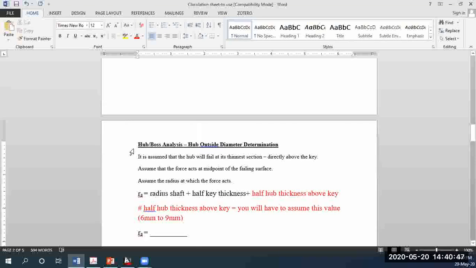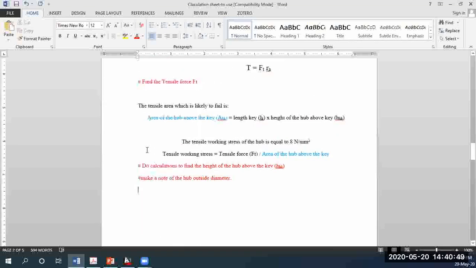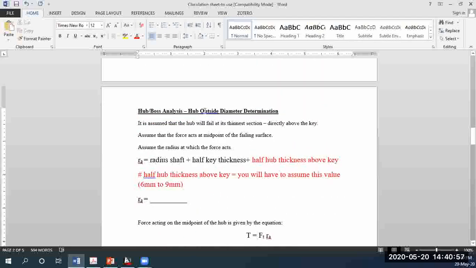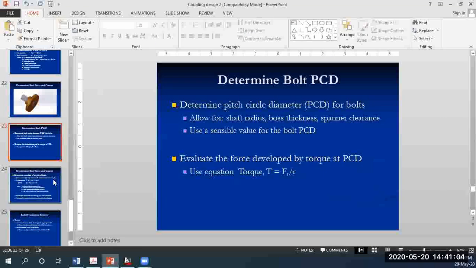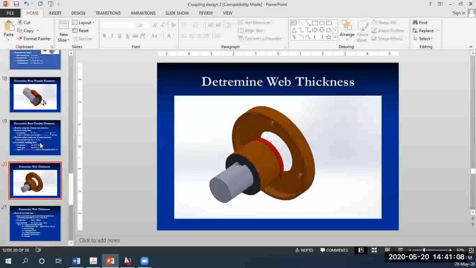Right, so we are done with the hub analysis. At the end of that analysis, you should be able to determine the hub outside diameter, which was the main idea from the hub analysis. And following the hub analysis, we will move on to determine the web thickness, as you can see here.